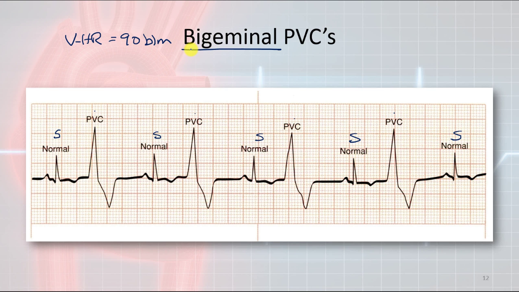Let's pretend that these PVCs are non-perfusing. What would my pulse rate be at, let's say, the radial? At the radial, my heart rate would be 45 beats per minute. That indicates a significant decrease in cardiac output and in tissue perfusion.